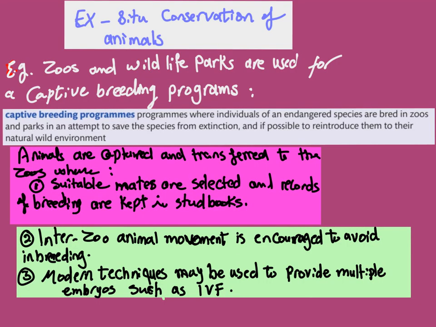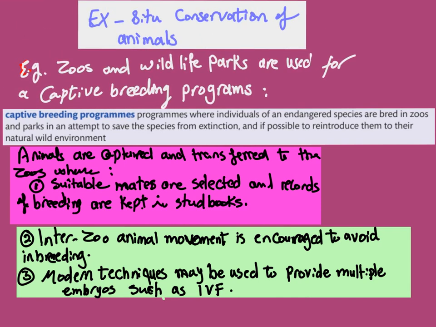In ex situ conservation of animals, like zoos, we can keep animals in zoos. Now, initially zoos were built only for entertainment and for people to go and see animals. But now zoos and wildlife parks are used for captive breeding programs. What are these programs? These are programs where individuals of an endangered species are bred in zoos and parks in an attempt to save the species from extinction and, if possible, to reintroduce them to their natural wild environment.